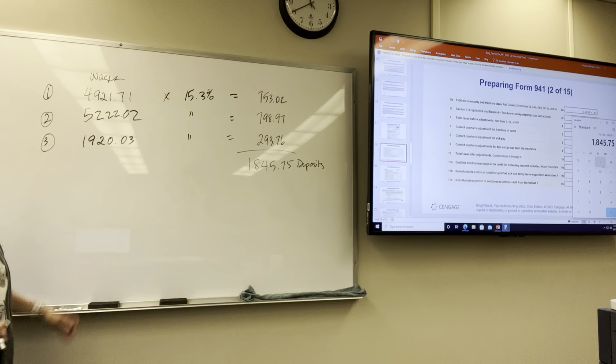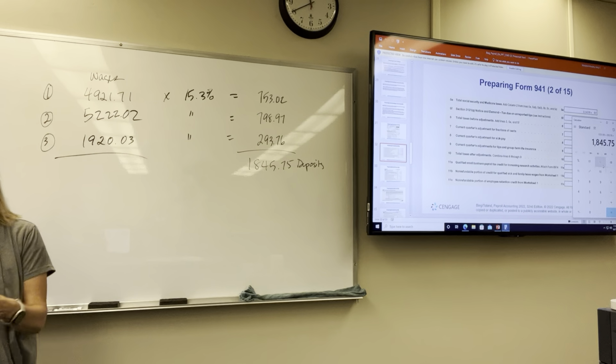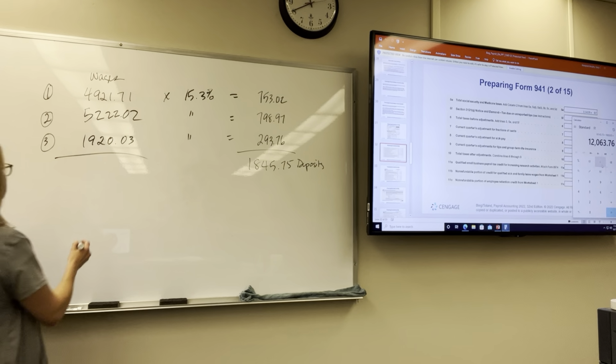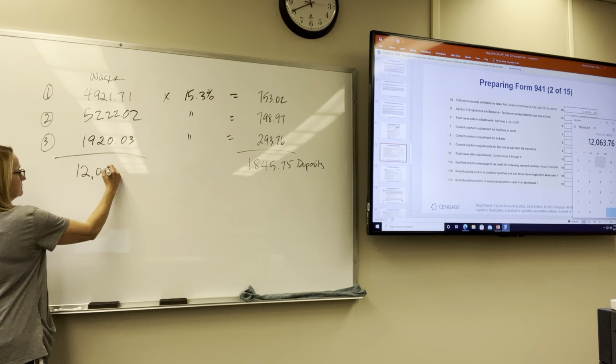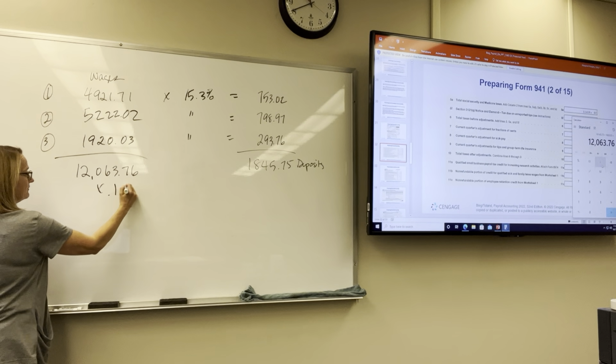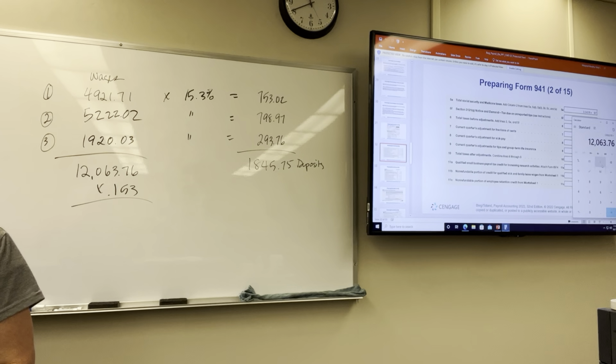But when we're filling out the form, we're not taking individual employees and calculating all that out. We're summing all of the wages together. So 4921.71 plus 5222.02 plus 220.03, 1206.376. And we're gonna multiply this by 0.153. Hopefully we're gonna get something different. Yep, we do. So 1845.76.